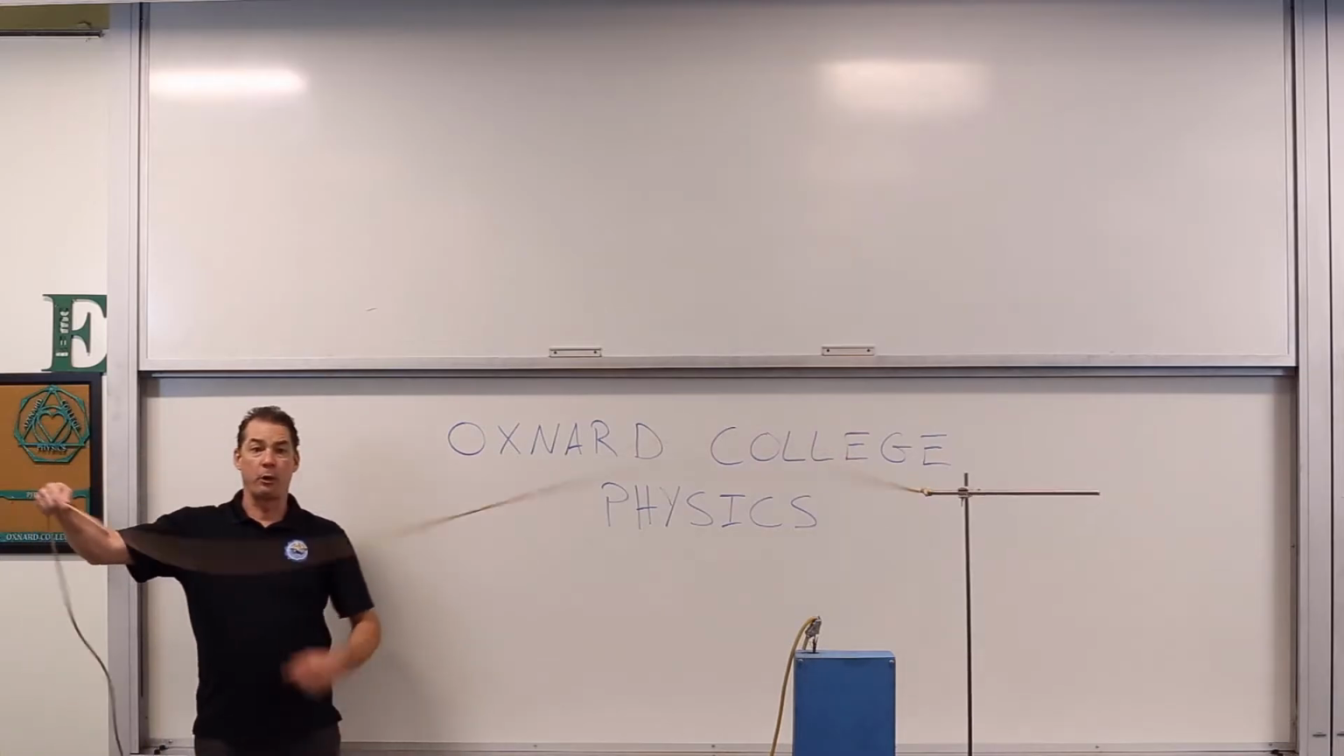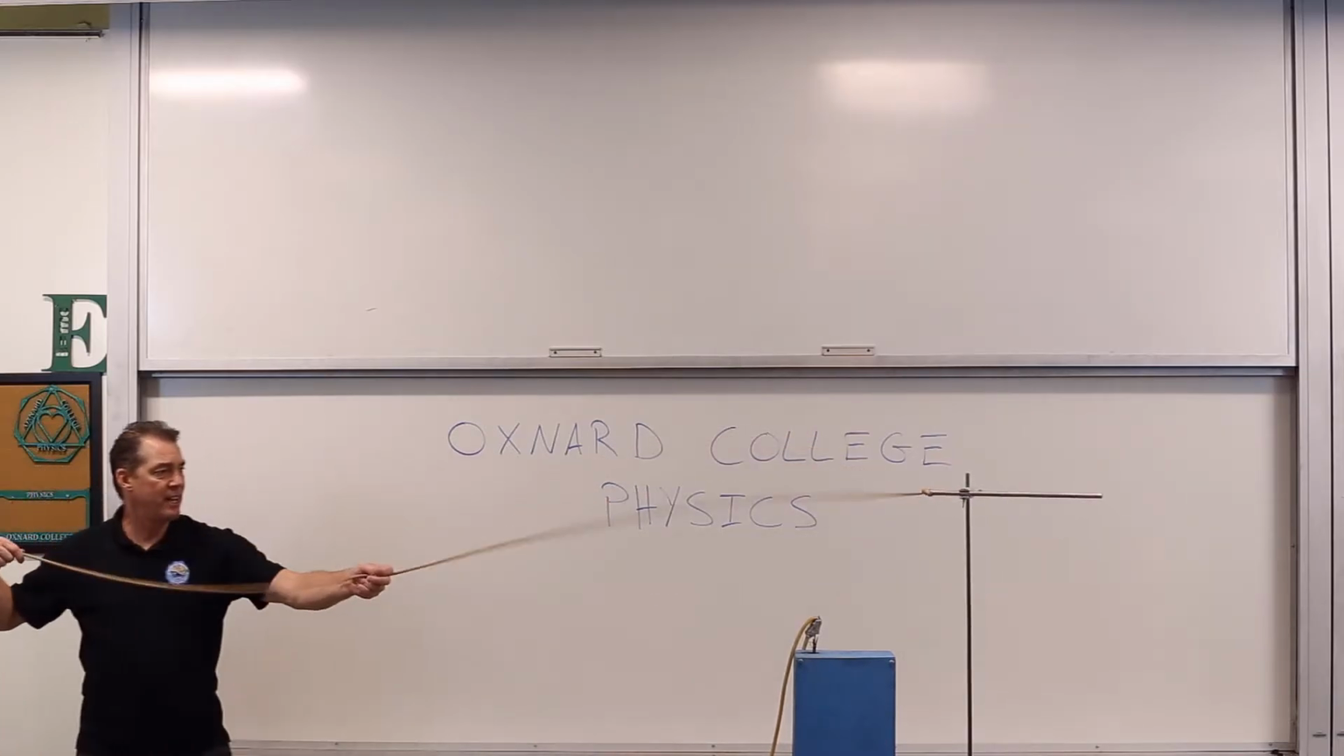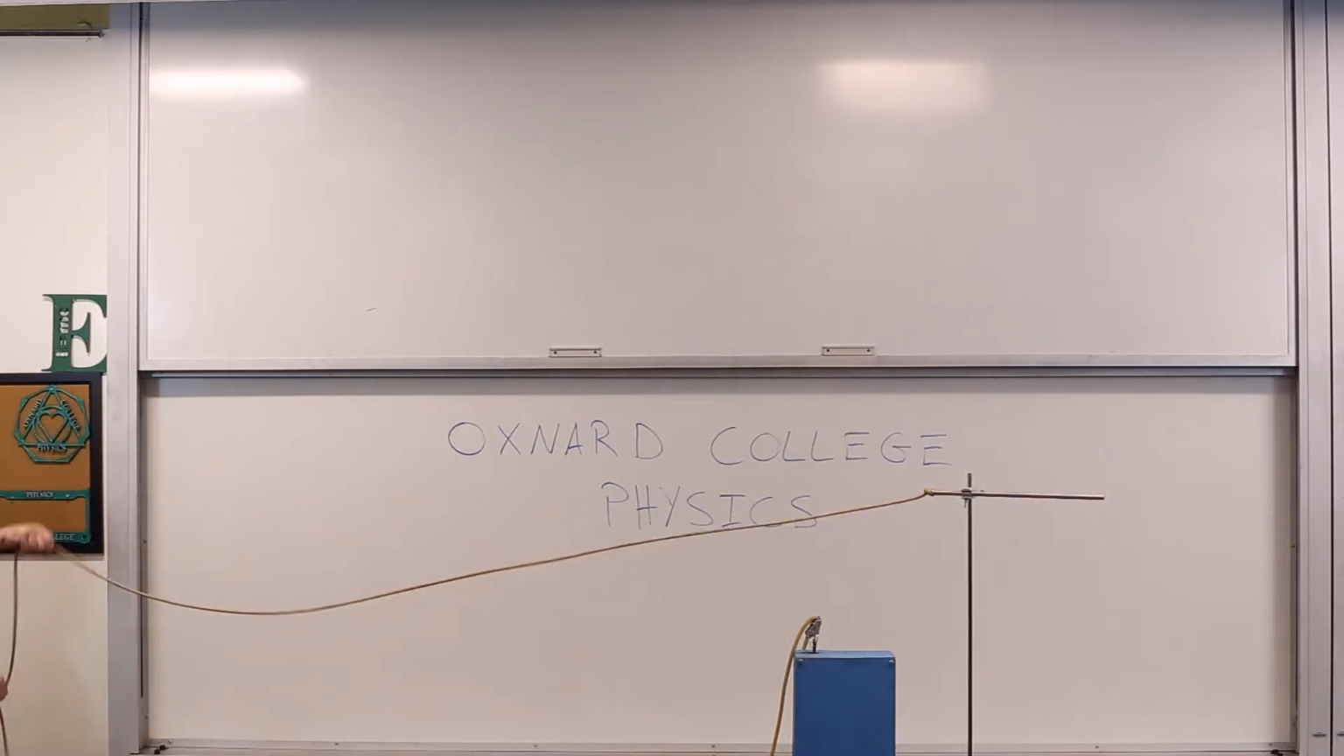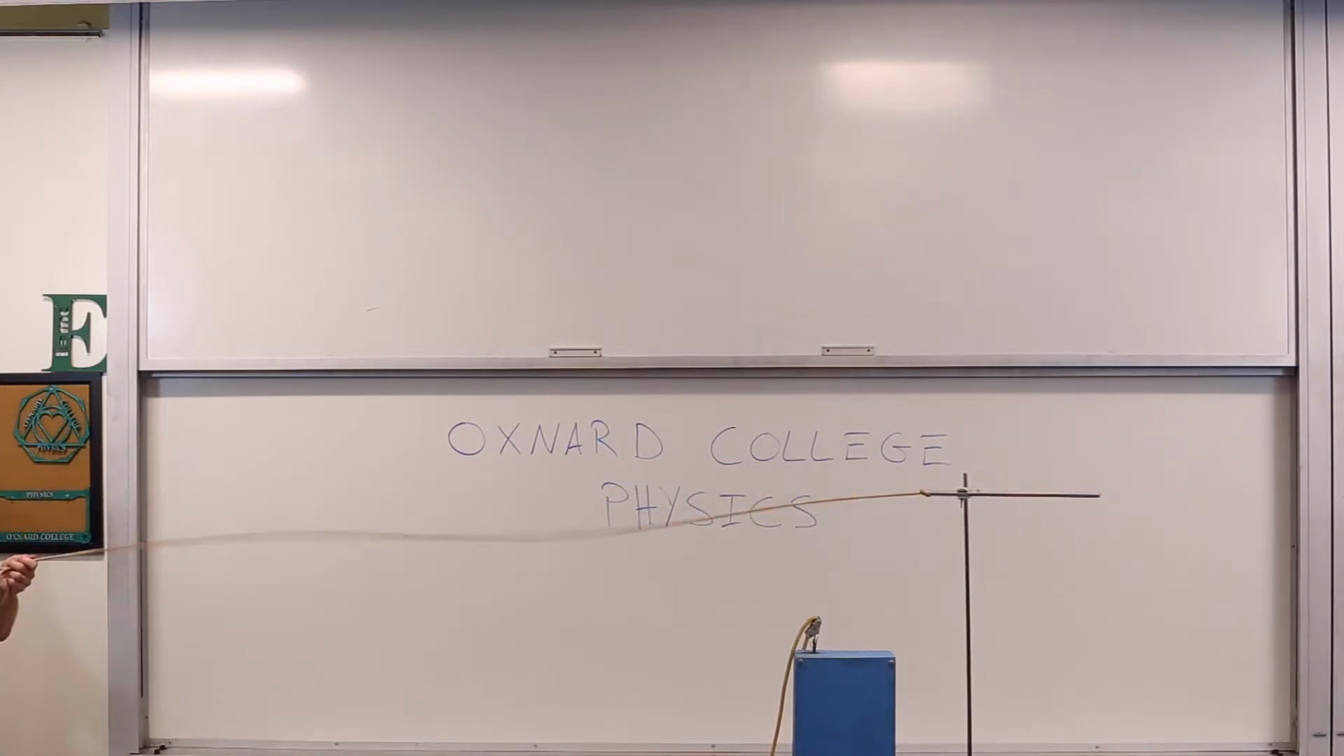But there are some other frequencies at which I can produce other standing waves. So if I go like this, it's a little bit harder, I'm going to twist it because it's a little bit easier to see. But I can produce where there's two portions that are oscillating. That's better if I actually do this.